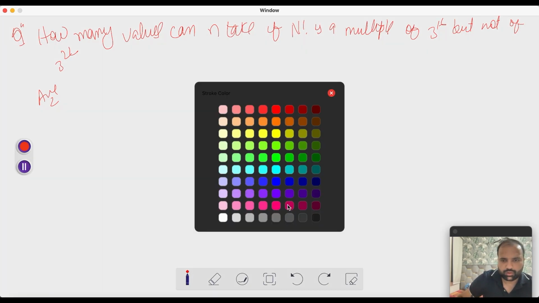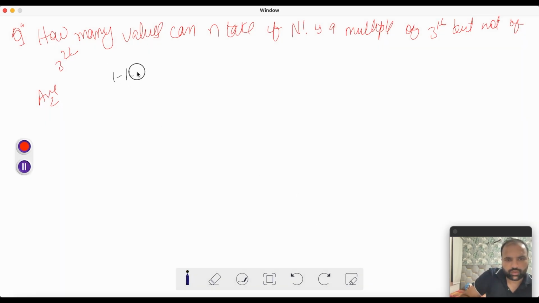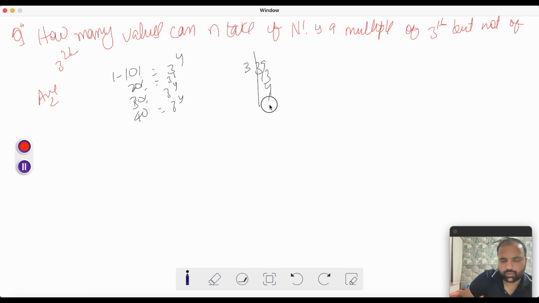What do we know? We know that in 1 to 10 factorial, how many times does 3 occur? 4. So we need to say 16. So it will be around 40 factorial: 10, 20, 30, 40. So let's check for 39. Okay, in 39, if we check, we're getting 13, 4, 1. We're getting 18, 3 to the power 18.